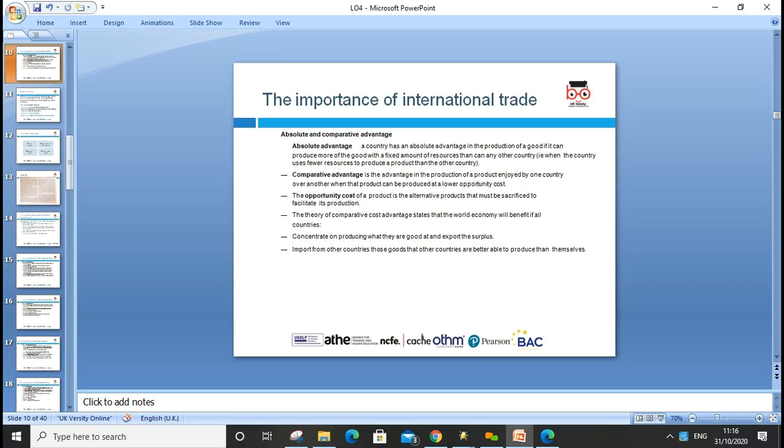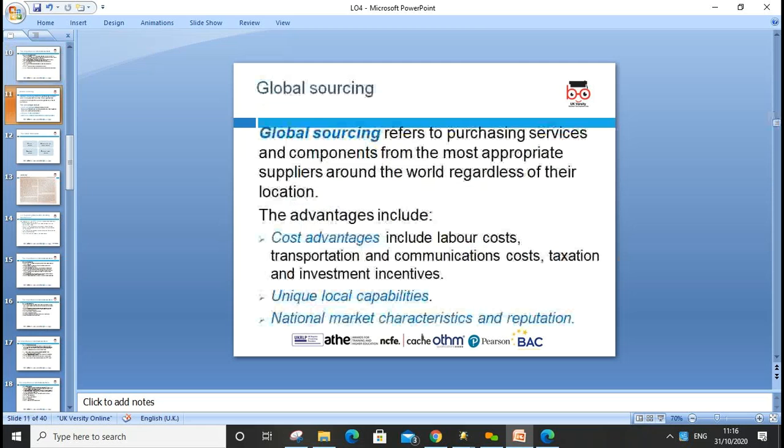The opportunity cost of a product is the alternative product that must be sacrificed. So with this competitive cost advantage theory, the world economy benefits when all countries concentrate on producing the goods they are good at and export the surplus. So we can produce in one country and sell to another country.